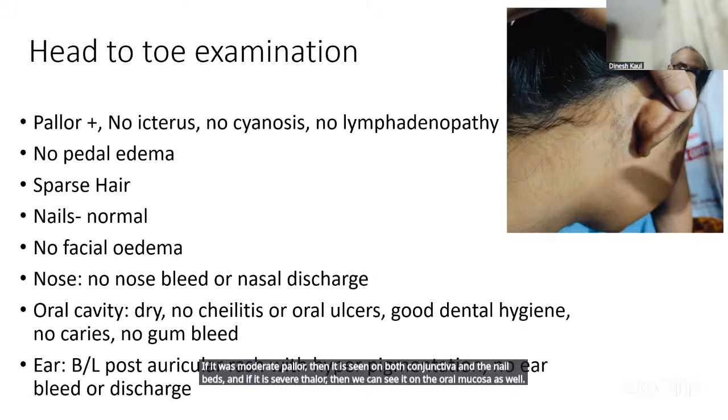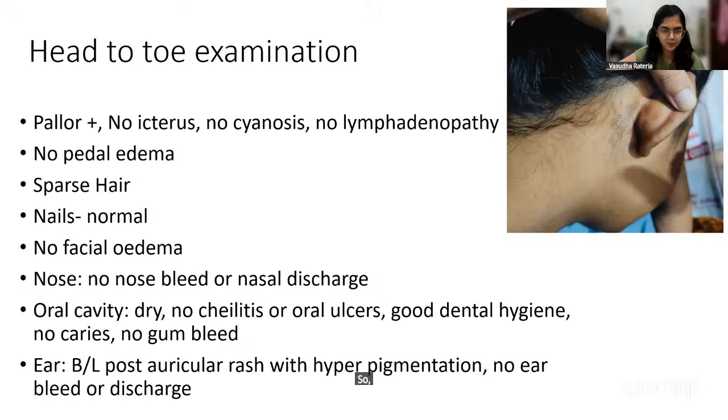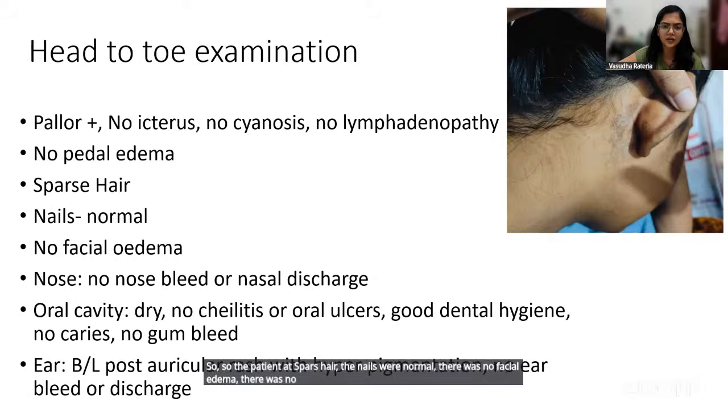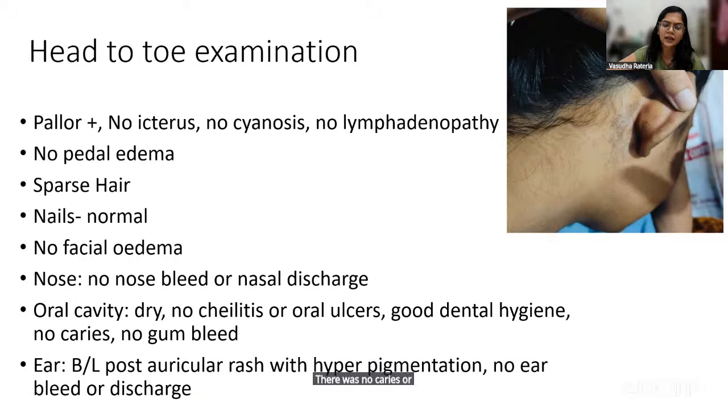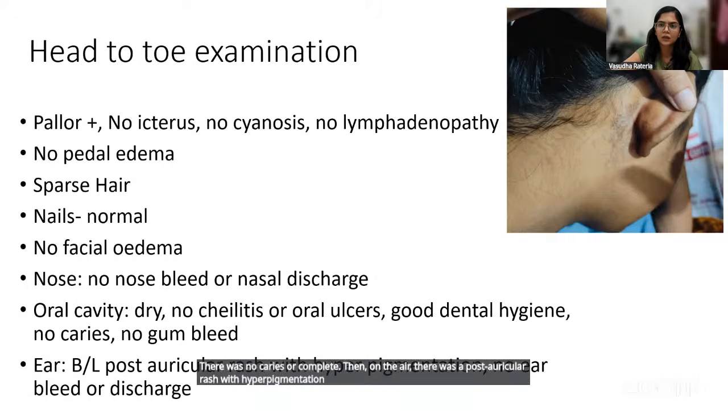So the patient had sparse hair. The nails were normal. There was no facial edema. There was no nosebleed or nasal discharge. The oral cavity was dry. There was no cheilitis or oral ulcers. The dental hygiene was good. There was no caries or gum bleed. Then on the ear there was a post-auricular rash with hyperpigmentation, and there was no ear bleed or discharge.